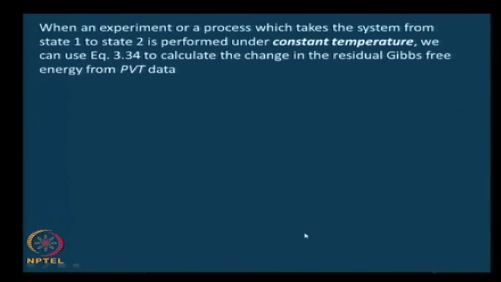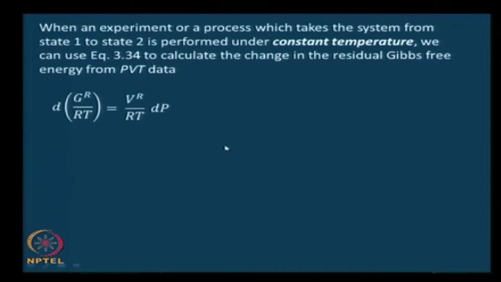334 here: Vr by RT equals dou P of Gr by RT at constant temperature. Therefore, if we perform an experiment under constant temperature conditions, you can use this equation directly to get this from this. And we can use that to calculate the residual Gibbs free energy from the PVT data. Let us take a look at that right now.